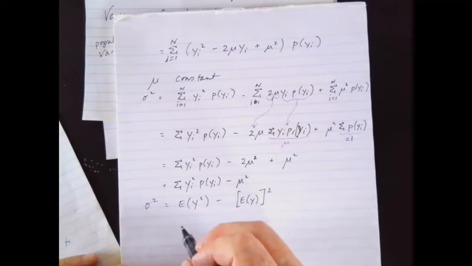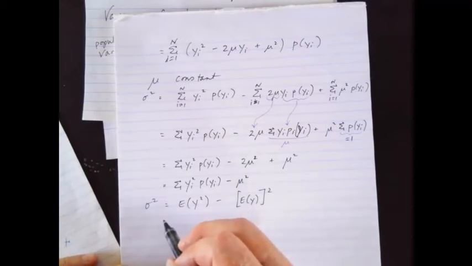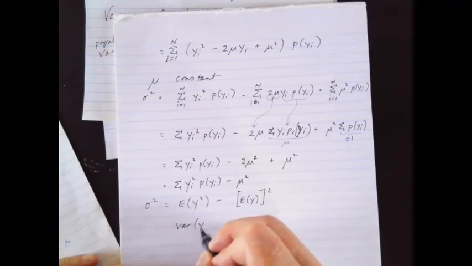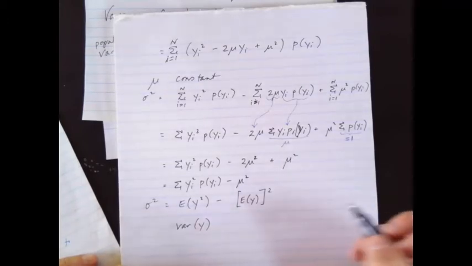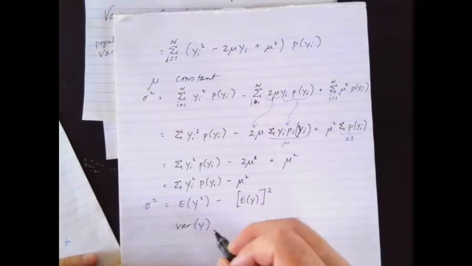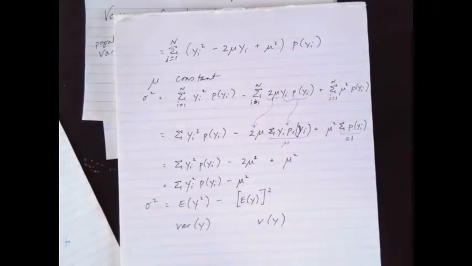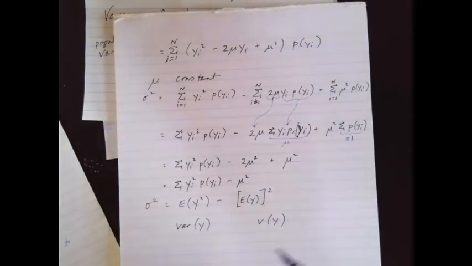And sometimes the book, instead of writing sigma squared, will write the variance of y. And sometimes in these lectures, instead of writing the variance of y, I might just write V of y to denote the variance. Now, what is the importance of all of this?